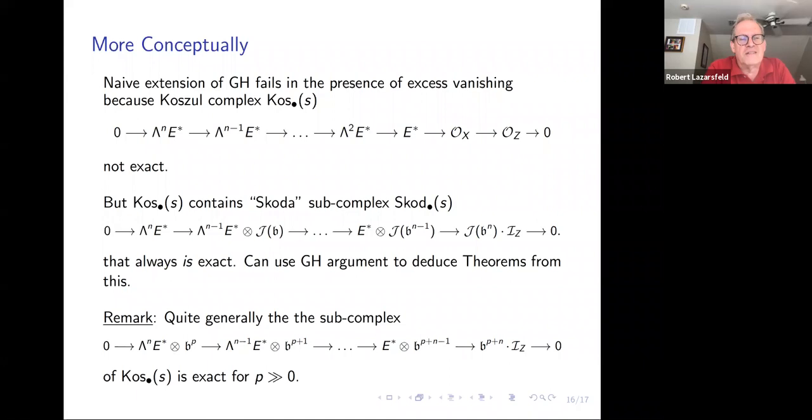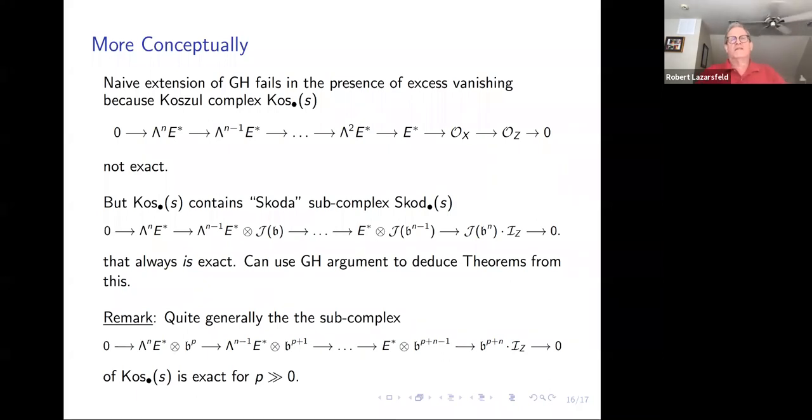with multiplier ideals. Okay, so let's go back to the original Griffiths-Harris theorem. So we have some section S of a vector bundle. And what was the point of the Griffiths-Harris argument? The point of the Griffiths-Harris argument is that you form the Koszul complex, and that was exact. And the problem in general is that the failure of that thing to be exact is what's keeping the most naive statement from being true.